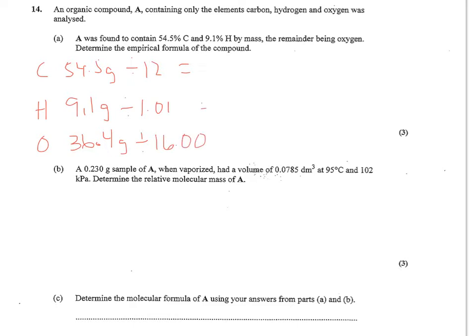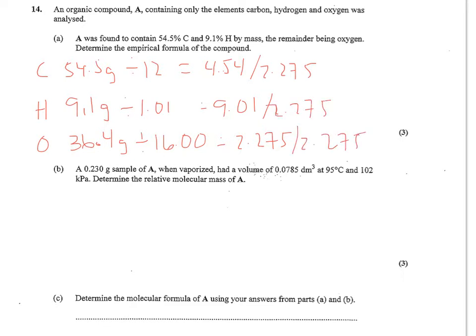and I come up with the following molar amounts. For carbon, I have 4.54. For hydrogen, I have 9.01. And for oxygen, I have 2.275. And since this is my smallest molar amount, I divide each by the 2.275. And hopefully I get whole numbers, but if I have a ratio, it's not a big deal. But I end up with 2 carbon, 4 hydrogen, and just the 1 oxygen. So that is my empirical formula.